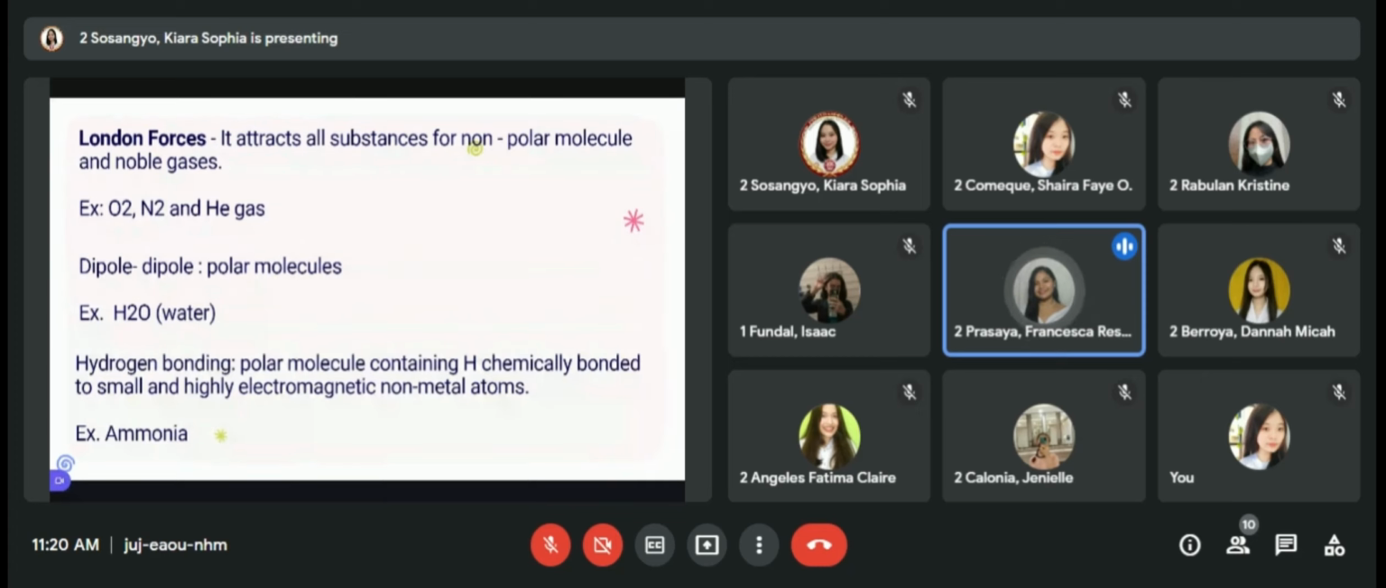Next forces is hydrogen bonding. Polar molecule containing H chemically bonded to small and highly electronegative non-metal atoms. Example na dito is ammonia. Simply, hydrogen bonding attracts the hydrogen molecule. It is also the strongest bond among the types of IMFA. For example, yung ammonia. Ang chemical symbol ng ammonia is NH sub 3, while the chemical symbol for water is H sub 2O. Na-attract ng ammonia yung hydrogen na symbol ng water. That's all. Thank you.